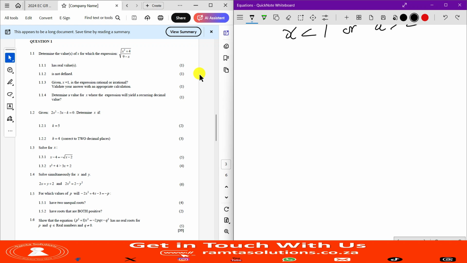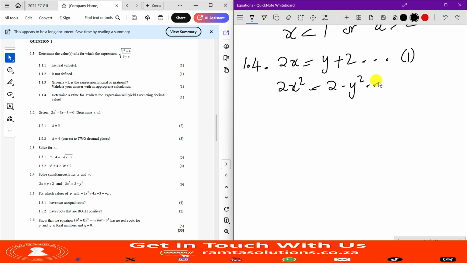Now let's see, 1.4. We have 2x equals y plus 2, which we will label equation 1. And then we have 2x squared equals 2 minus y squared, which we will label equation 2. So the one that's easy to manipulate is equation 1. So we'll say y equals 2x minus 2. We will label it equation 3.